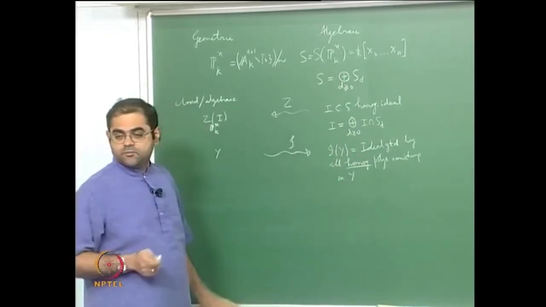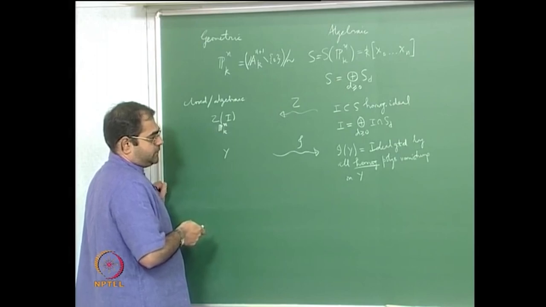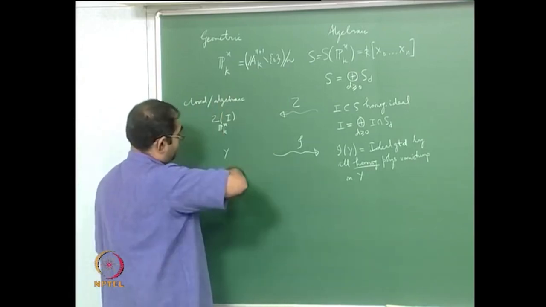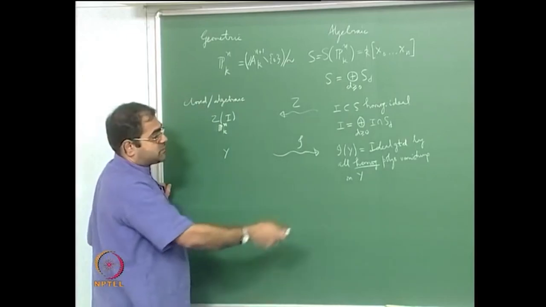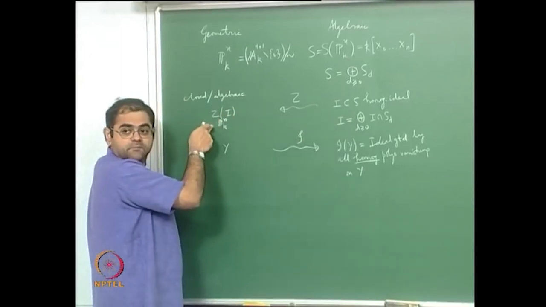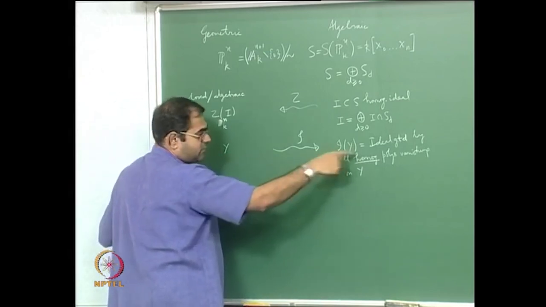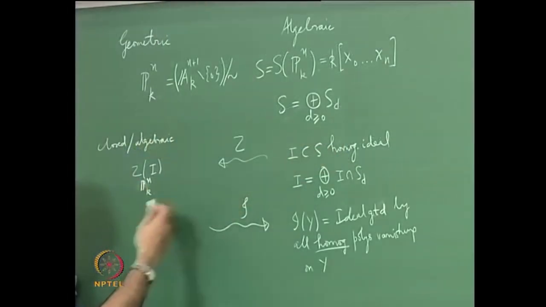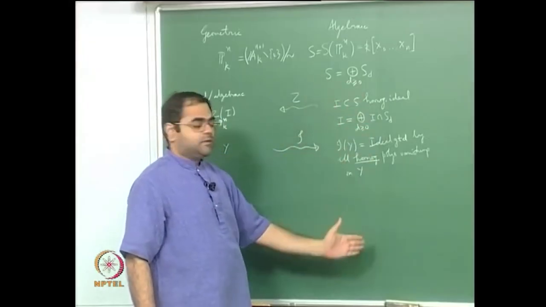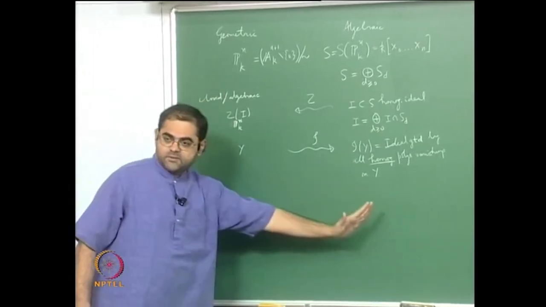But if you want to make this into a bijective correspondence, you will have to restrict. On this side I can take all subsets, and here I can take all ideals, but of course I can't take all ideals here, I have to take only homogeneous ideals. This map always gives me something closed, because that's how the Zariski topology is defined, whereas any subset always gives me a homogeneous ideal. So if you want a bijective correspondence, just like the affine case, you have to restrict here to radical ideals, and on this side to closed subsets, and then you have a bijective correspondence.